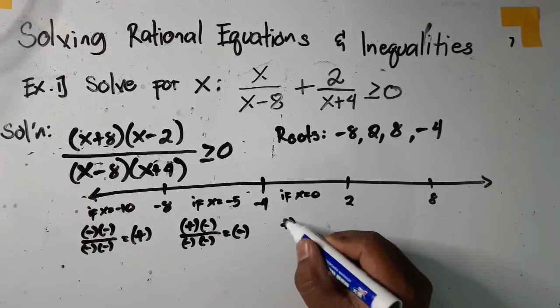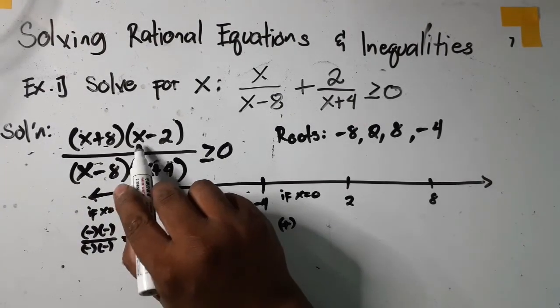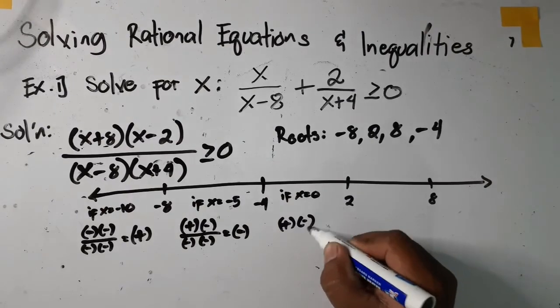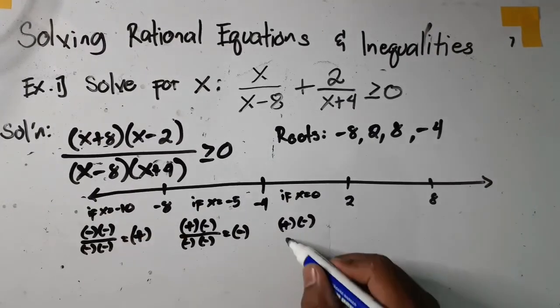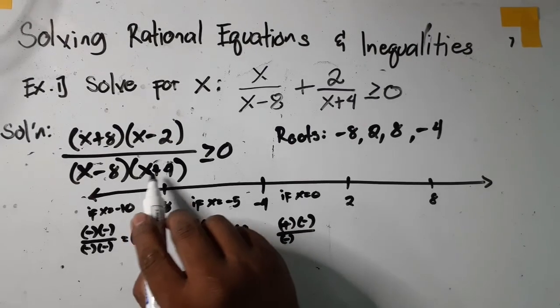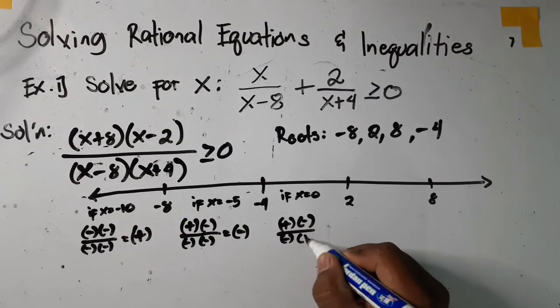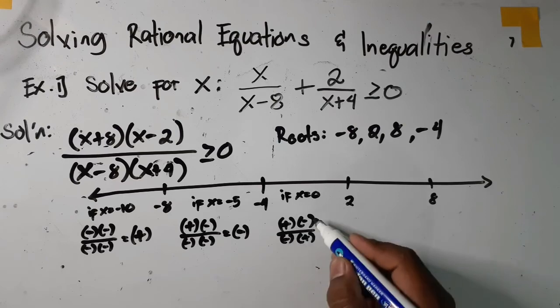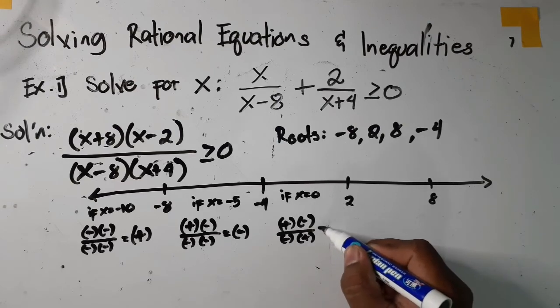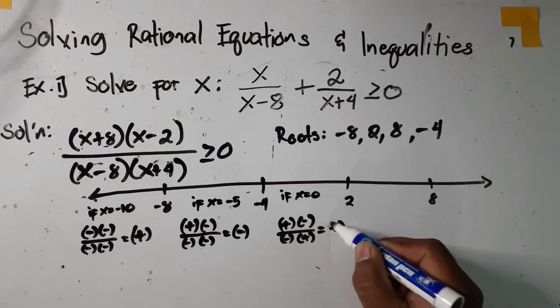Okay, so this time in the middle, let's say x equals 0. 0 plus 8 is a positive. 0 minus 2 is a negative. 0 minus 8 is also a negative. 0 plus 4, that is a positive. So there is an even number of negatives. So that is always positive.